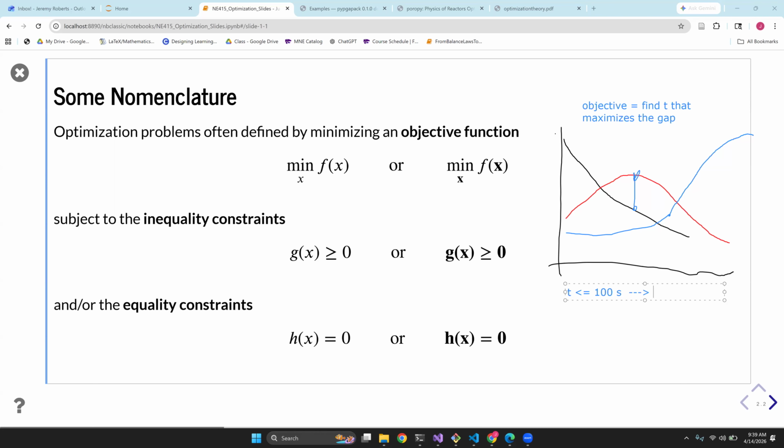Well, if I say that t is less than 100 seconds, is that the same thing as minus t is greater than or equal to minus 100? Right? So you can always transform your constraints to fit this build, right? That's going to be one of the things to consider as we go along.